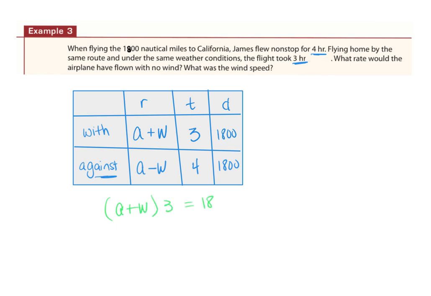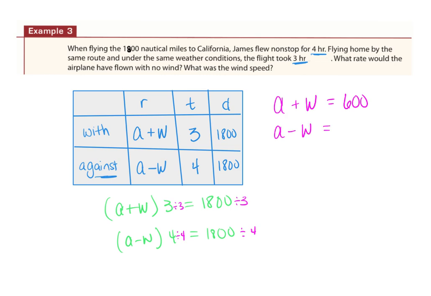So in this case, we're going to set it up the way we did the first one. Multiply your rate and time. Multiply your rate and time. And once again, if you can divide it out, which you can, both of these are divisible. I'm going to divide these before I ever start. All right. So I have my with the wind, 1,800 divided by 3 is 600. And I have my against the wind, 1,800 divided by 4 is 450.